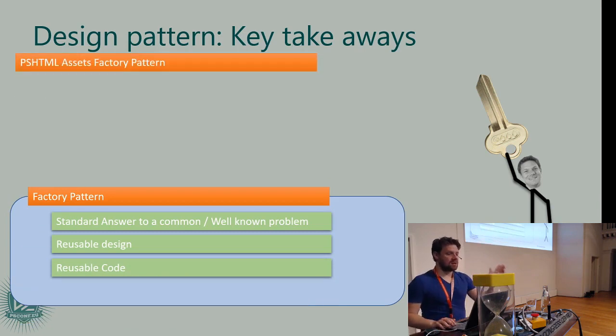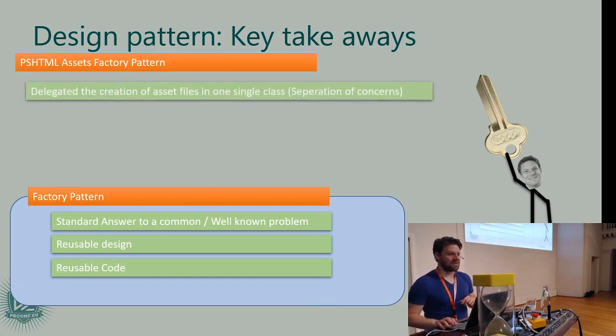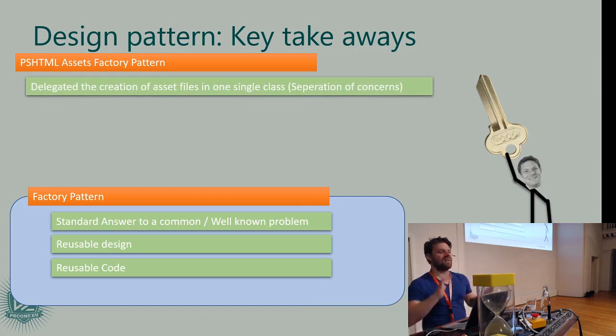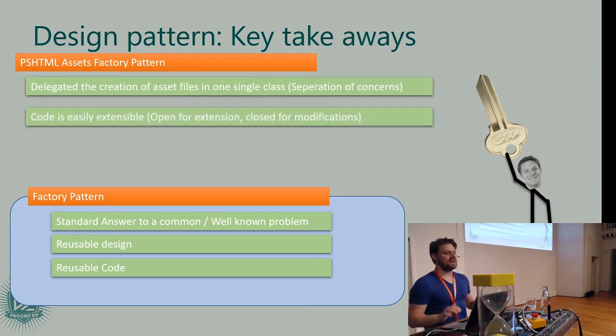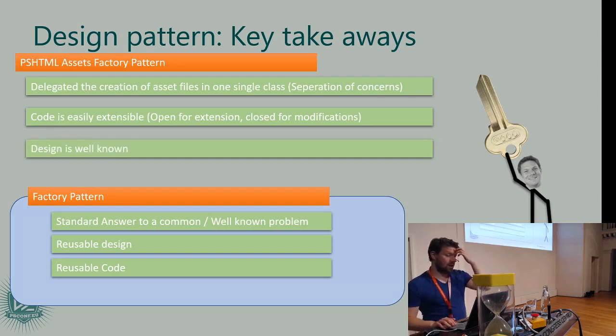So PSHTML application of the asset factory. So I delegated the creation of asset file in one single class. So we have the separation of concerns. Code is easily extensible. So it's open for the principle. It's open for extension, but closed for modification, right? I just added one switch and added a separate class. I didn't go and fool around with existing code. And then the design is well known. And that's probably the most important part.